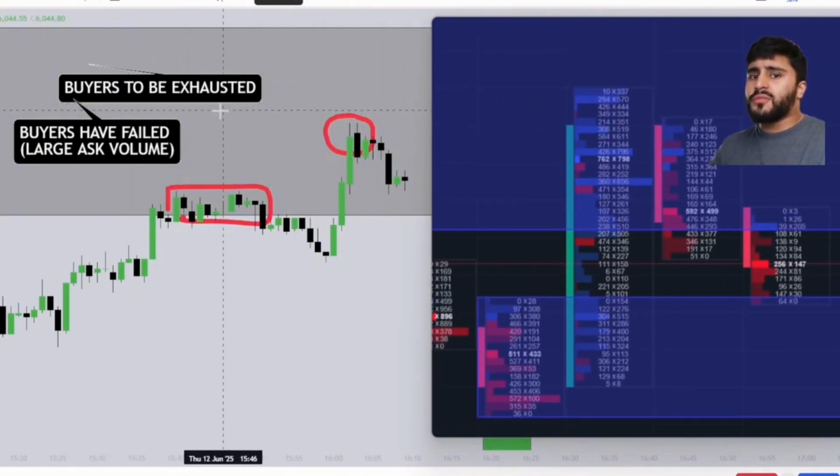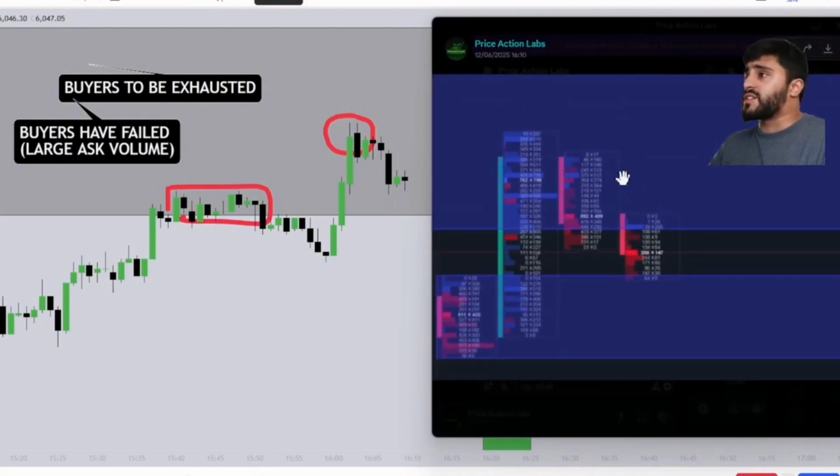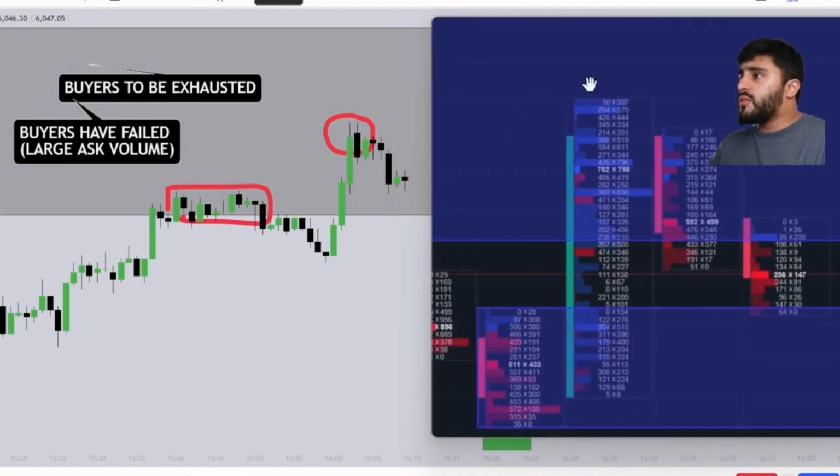So buyers have to be exhausted. And what do I mean by buyers being exhausted? It's not difficult to read order flow or footprint charts. What you need to understand is that the market will enter the fair value gap, and we're going to see a huge amount of aggressive buyers. If we take a look at the left number, the left number represents the bid and the right number represents the ask. So we're seeing the bid and the ask data.